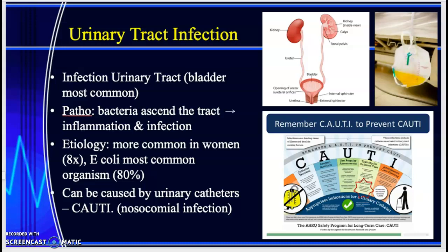And like I mentioned before, it's more common in women, and you guys know that this is because of the shorter urethra, and E. coli is the most common bug that causes this. And it's very common if someone has a urinary catheter for them to get urinary tract infections, and they call this a CAUTI. It's a urinary tract infection that's caused by someone having a urine catheter.